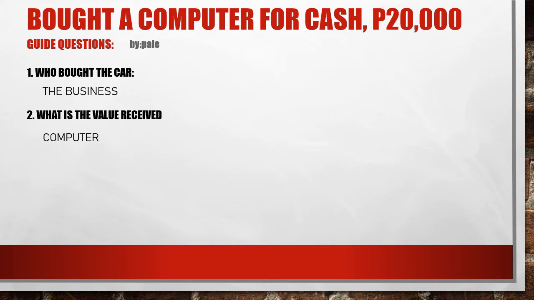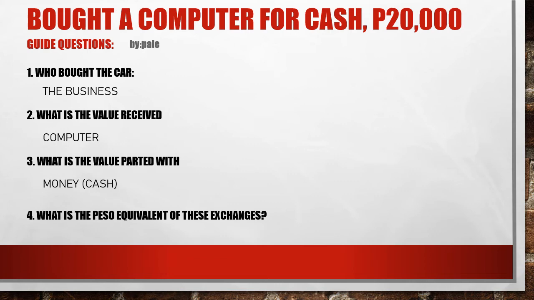We went to ICM, Thinking Tools, or P&J, or wherever. So, we received the computer. What did we forgo, or what did we part with? Cash, our money. So, what is the peso equivalent of these exchanges? That is 20,000. That is the measuring part.